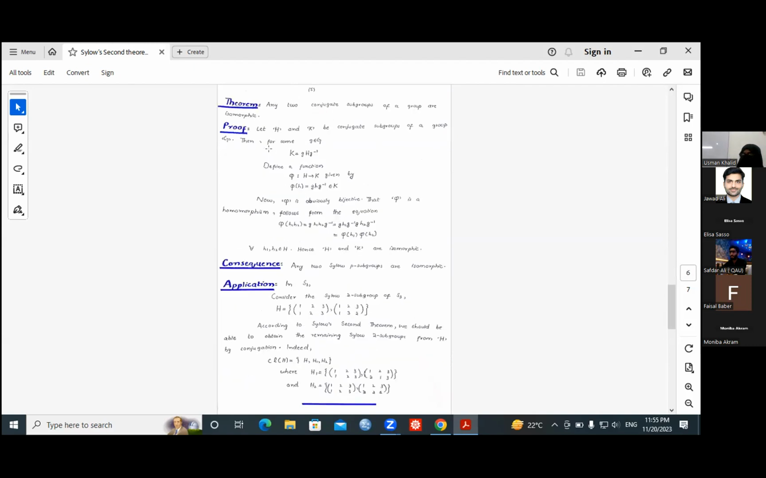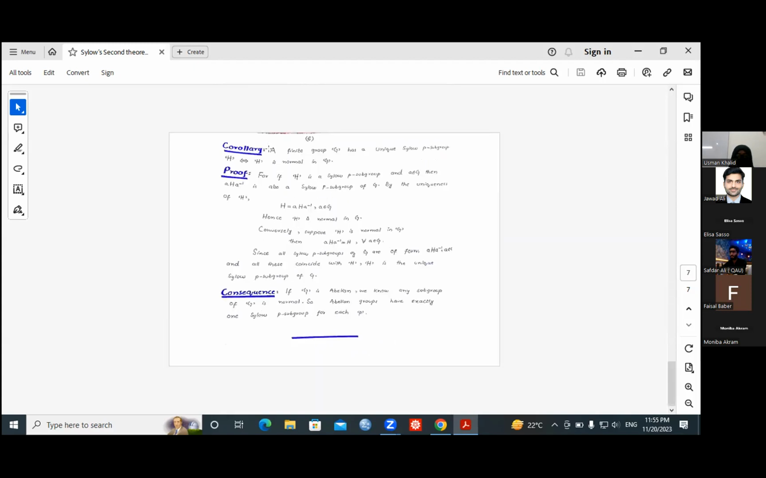Now, what if we want to determine whether two conjugate subgroups are isomorphic instead? The answer is very simple. We know that any two conjugate subgroups of a group are isomorphic. This means that by using Sylow's second theorem, we conclude that any two Sylow P subgroups are also isomorphic. Here is an example application in S3.